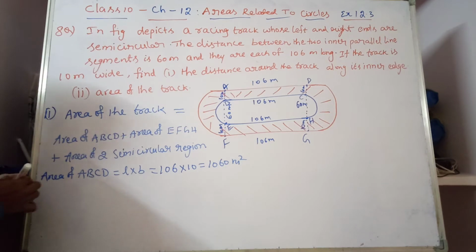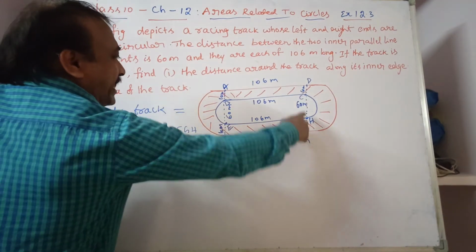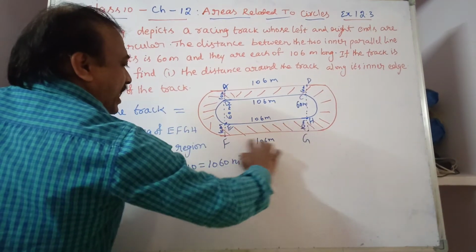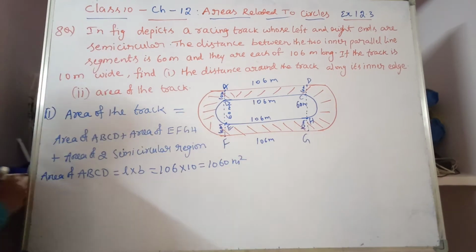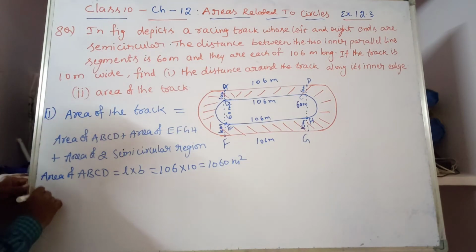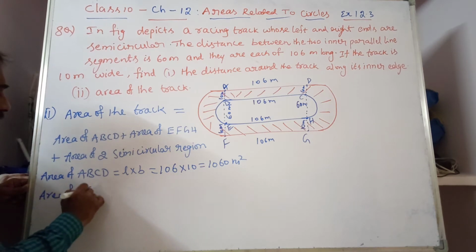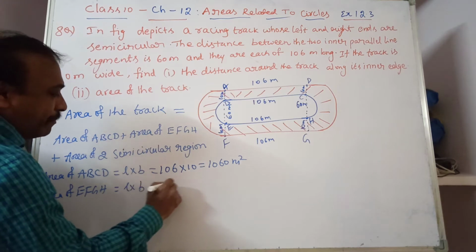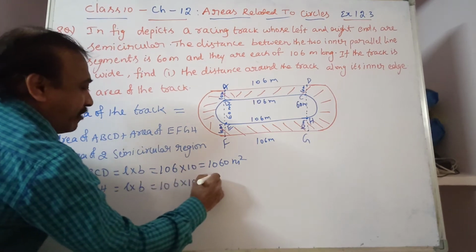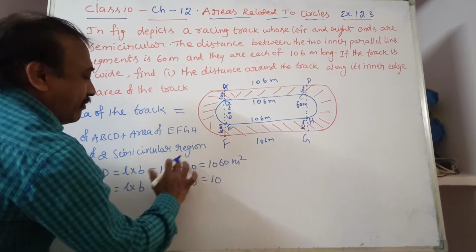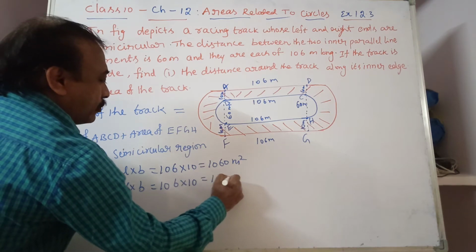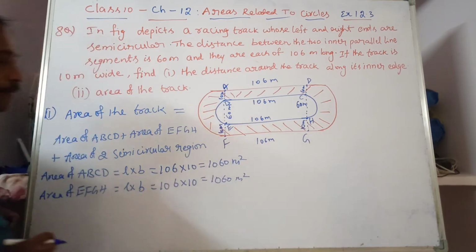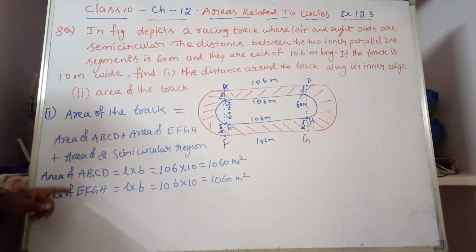Similarly, the area of EFGH is also the same, 106 and breadth is 10 meters. So the area of EFGH is again L into B, 106 into 10, which is 1060 meter square. So we got the area of ABCD and the area of EFGH.